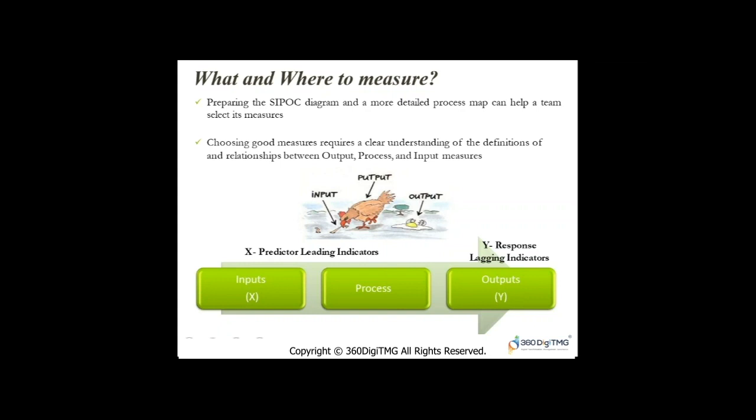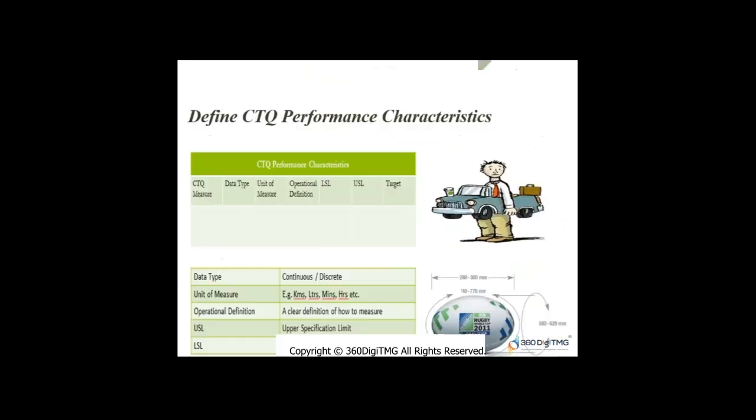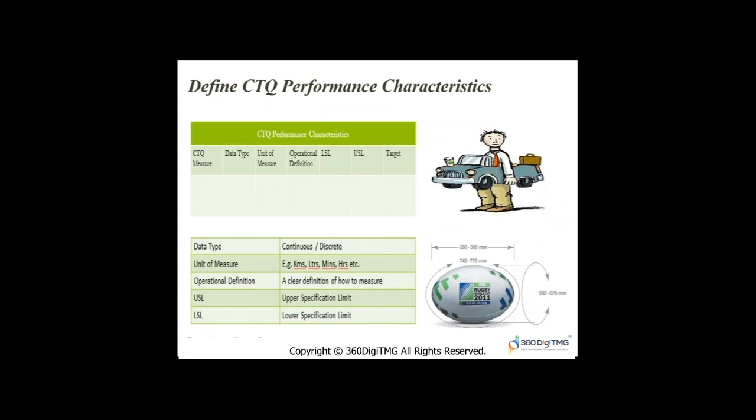All right, now let us look into the first step of the measure phase, which is called define CTQ, critical to quality performance characteristics. We'll have to define this now. All right, let us look into this example.